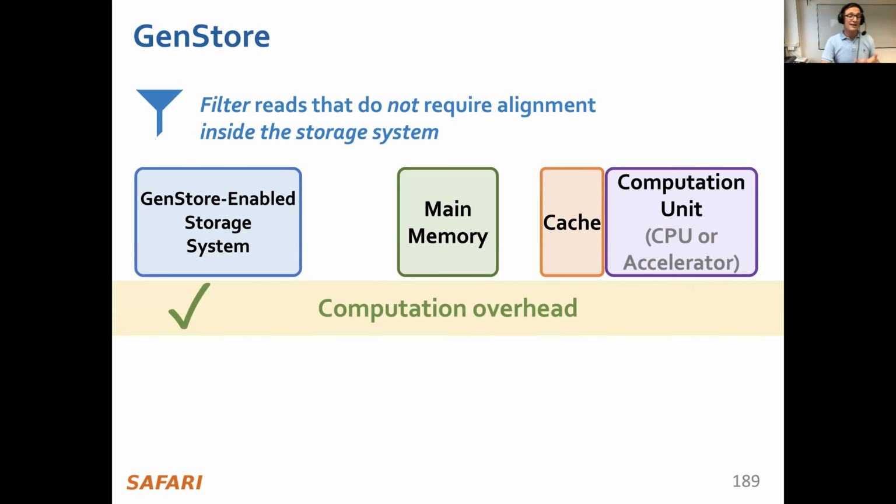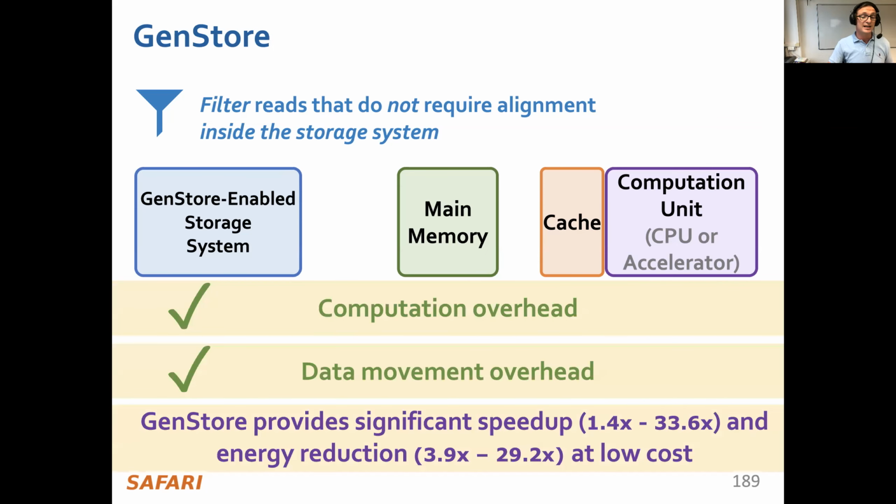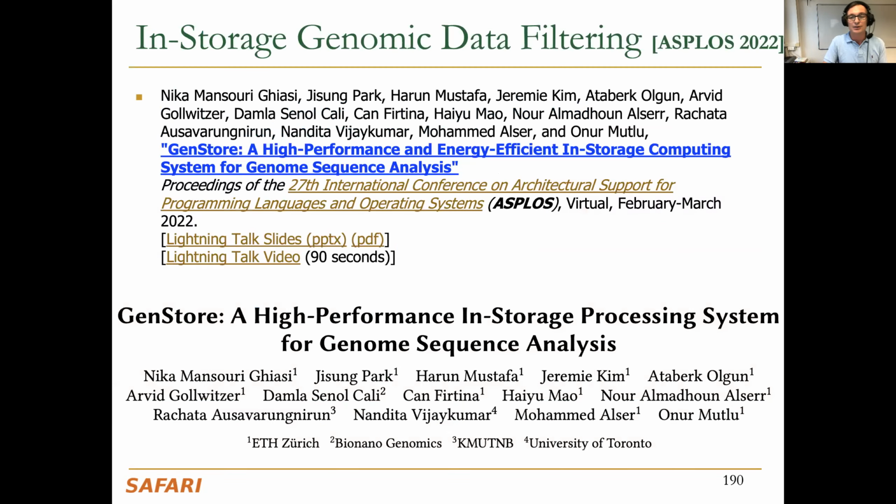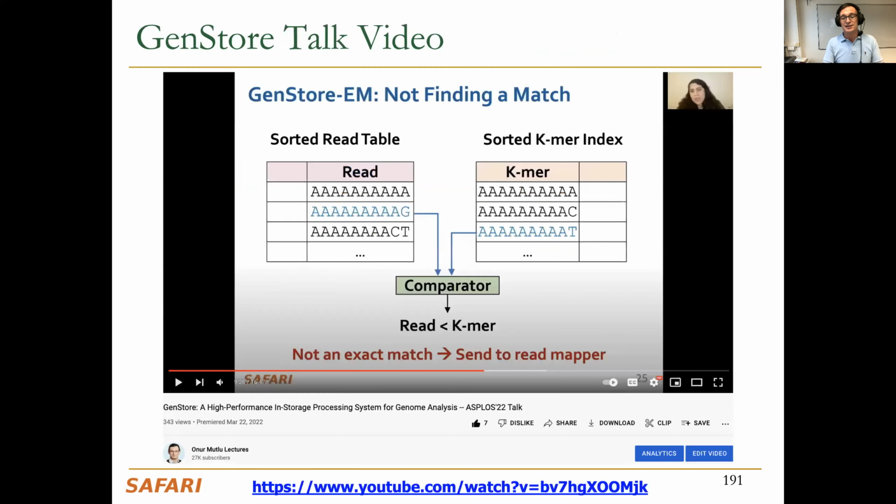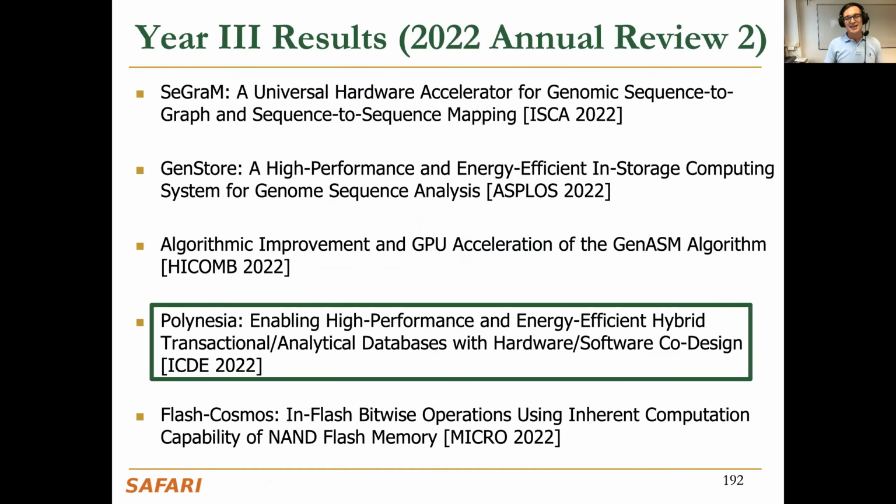So after all, we have a design that reduces computation overhead as well as data movement overhead, and that provides significant speedups and energy reduction compared to best prior accelerators as well as software. And I'd recommend you take a look at our paper, and Nika has a detailed talk that explains GenStore. As I said, this is where I will stop. We have a bunch of other works that I don't have time to go over.